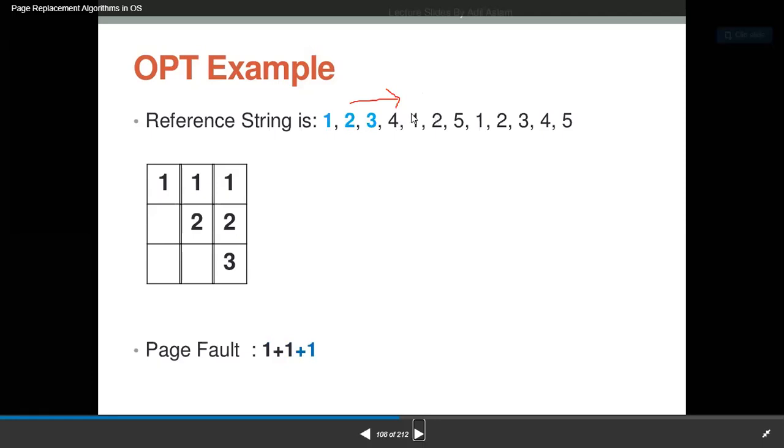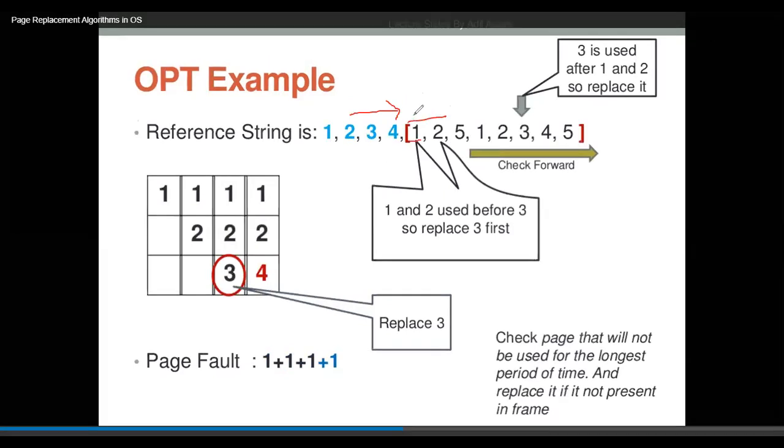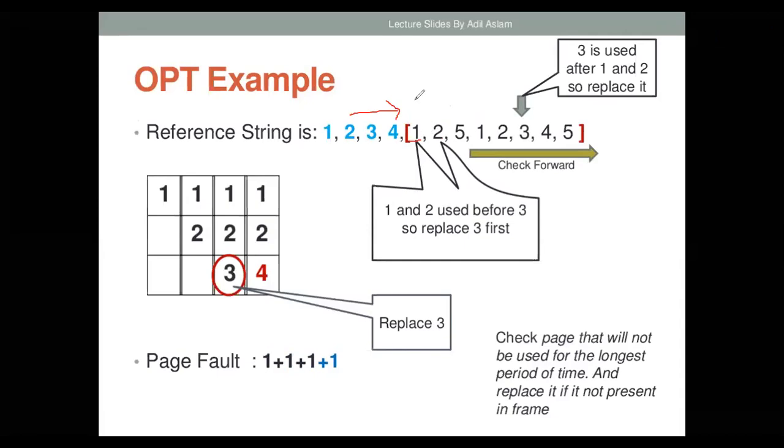So what we will do, we'll look into the future at what page requests we will have. Looking forward, page 1 will be needed here. Let me mark it down here. Page 2 will be needed here, and page 3 will be needed here. So which one will not be used for the longest period of time? 3. See, 3 is actually the farthest in the future. So we'll replace 3 and we'll add 4 here.